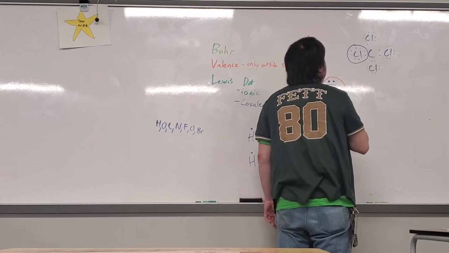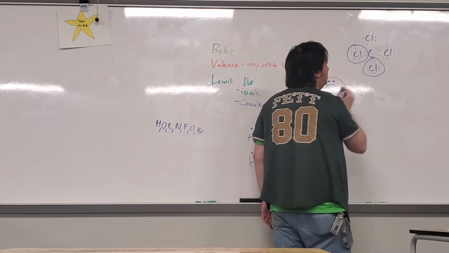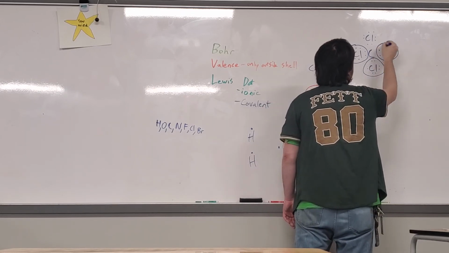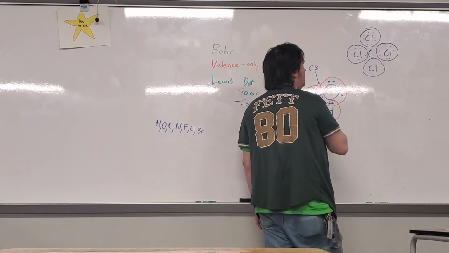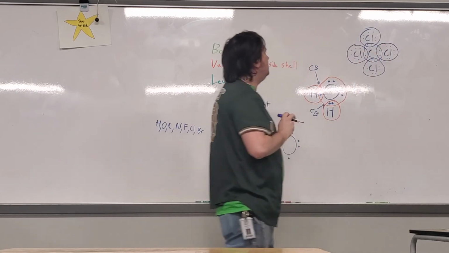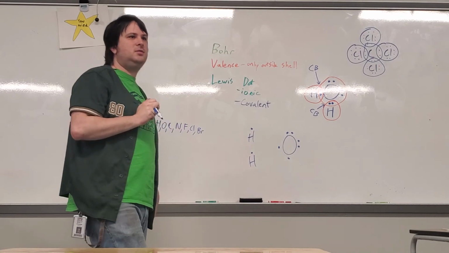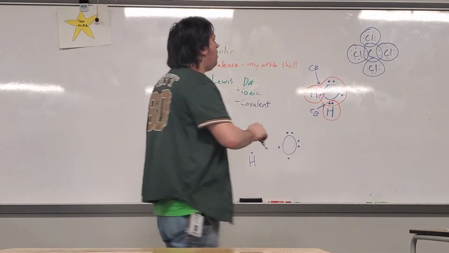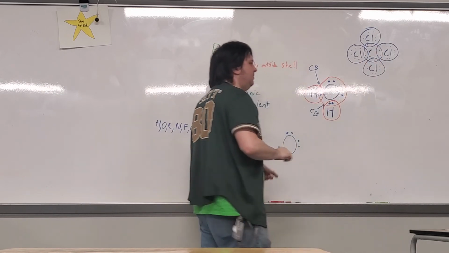Draw a circle around chlorine, it's got 8. Circle around chlorine, has 8. Circle around chlorine, has 8. Circle around chlorine, has 8. Circle around the carbon, has 8. But it also shows you where those 4 bonds, those 4 covalent bonds are, where the circle intersects 4 times.